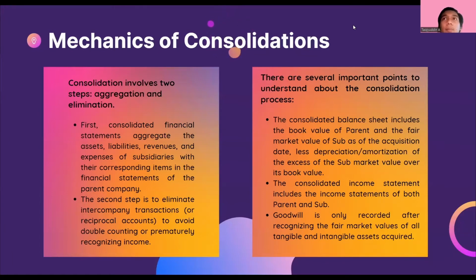Also, there are several important points to understand about the consolidation process. First, the consolidated balance sheet includes the book value of the parent and the fair market value of the subs as of the acquisition date, less depreciation or amortization of the excess of the sub's market value over its book value. The second is the consolidated income statement includes the income statements of both parent and sub. The investment income recorded by the parent on its books is replaced by the income statement of the subs.